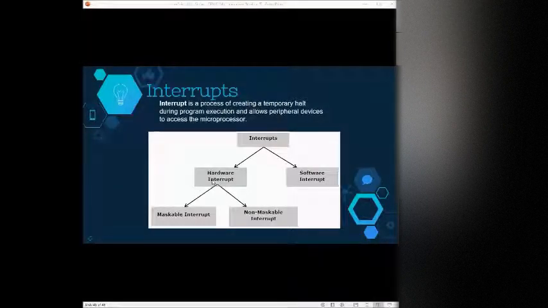So what is a hardware interrupt? A hardware interrupt is caused by any peripheral device sending a signal through a specified pin to the microprocessor. We have two types, the maskable interrupt and the non-maskable interrupt.